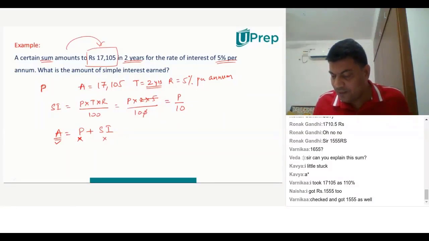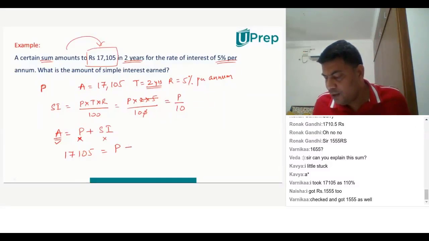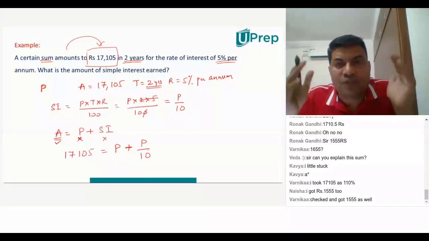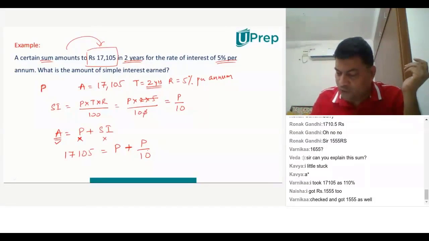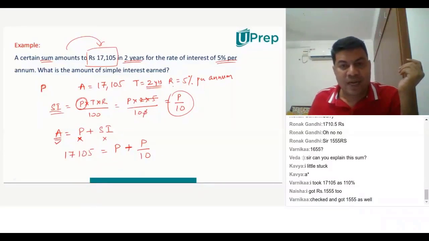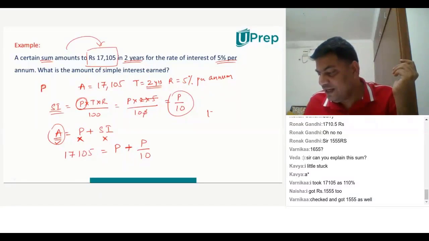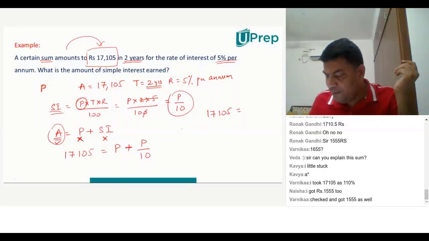So amount is nothing but 17,105. 17,105 is the amount, is equal to principal, which is P, plus your simple interest, which is P by 10. I'm just doing the regular, very conventional method. What is known to us, what is not known to us. We don't know principal, therefore we calculated simple interest by assuming principal is P. We got P by 10 as the interest. Now we know amount, we don't know principal, we don't know simple interest. So 17,105 is principal plus principal by 10. So if you substitute that, 17,105 is equal to P plus P by 10.